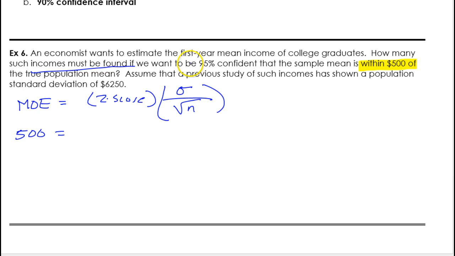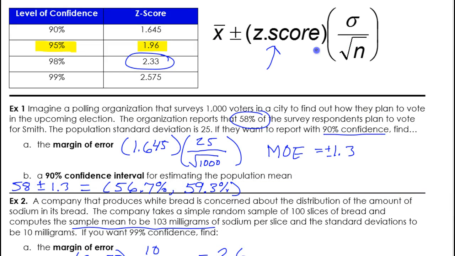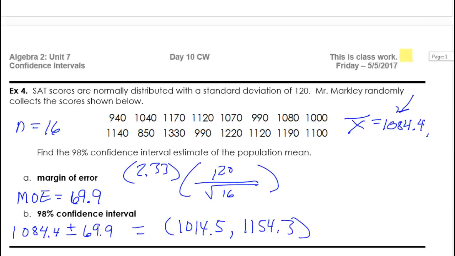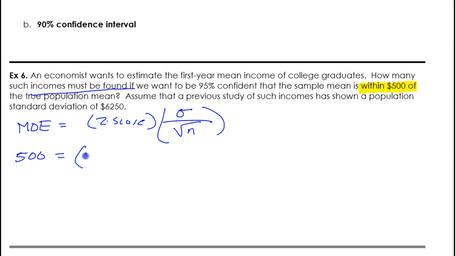The z-score, we want 95% confidence, so we just peek at the chart. That's 1.96, so we'll use that. And then the standard deviation. Did they say what that is? 6,250, over the square root of the sample size. Somehow we have to take this and solve it for the sample size.